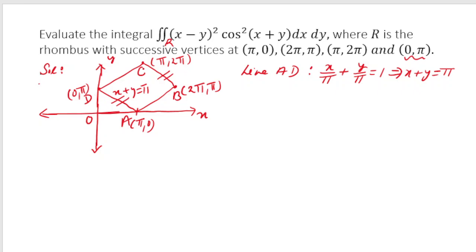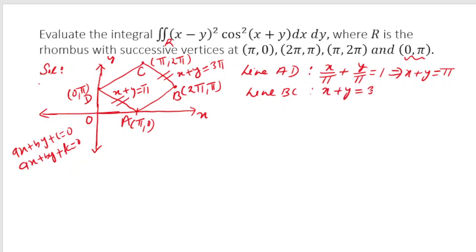So these two lines AD and BC are parallel, so the line BC will have an equation like what? This equation will also be x plus y is equal to some constant. You know that if you have to write the equation of a parallel line, so if the line is something like ax plus by plus c is equal to 0, the parallel line will have equation like ax plus by plus k is equal to 0. Only the constant term changes. So x plus y will remain the same. But x plus y in this case is passing through 2 pi comma pi, so it will be equal to 3 pi. So the equation of the line BC will be x plus y is equal to 3 pi. I hope you understand the basic coordinate geometry.